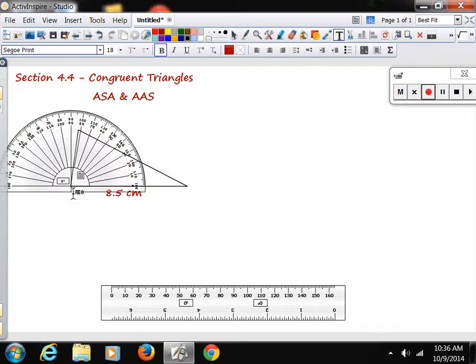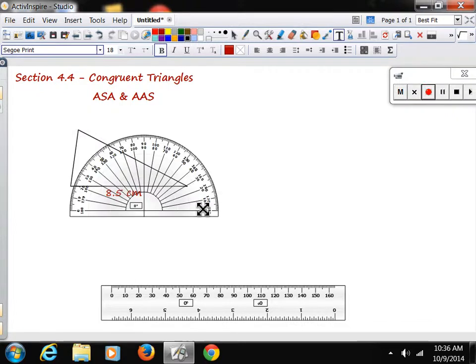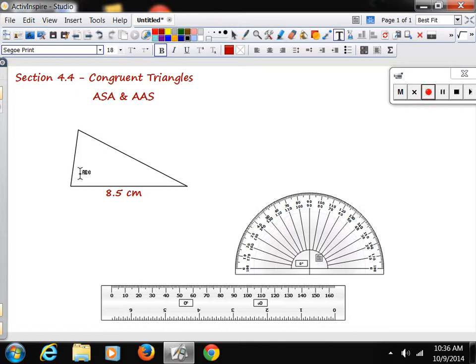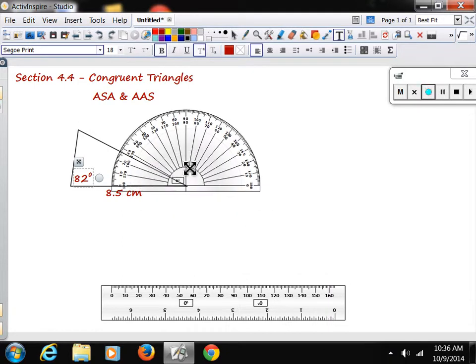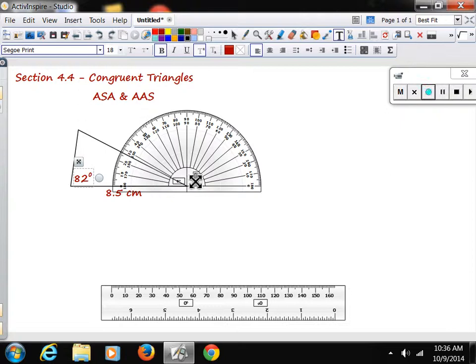So I'll measure this first angle, and I'm going to measure it to be 82 degrees. That's just on mine. It could be totally different on yours. And I'm going to measure this other bottom angle. And for me, it's going to be 27.